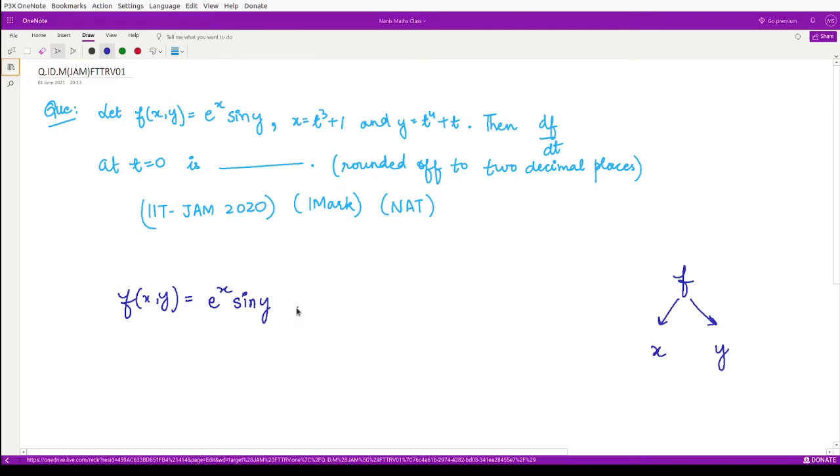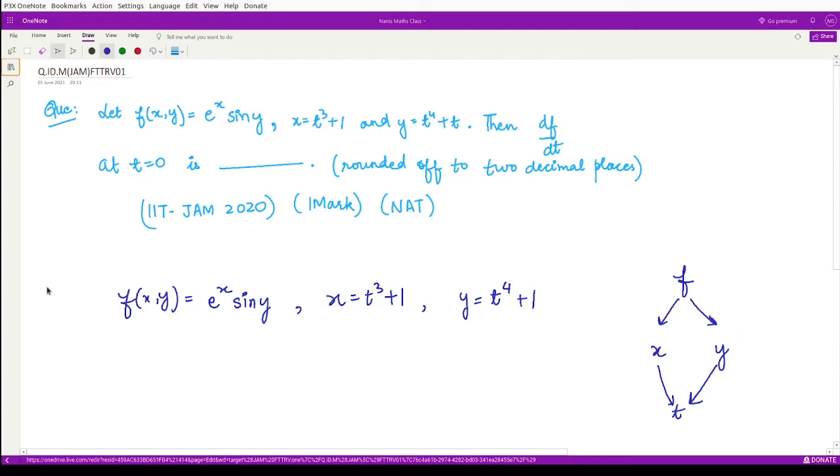So you have function f, which is a function of both the variables x as well as y. And moreover, you are given x, which is t cube plus 1. So that means this x is a function of t here. And y is given to be t to the power 4 plus 1. So that means this y is also a function of t. So we have this kind of composite function.